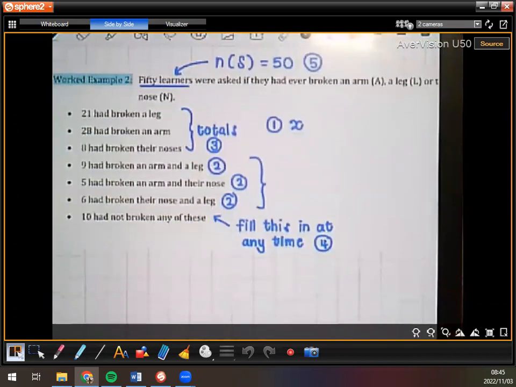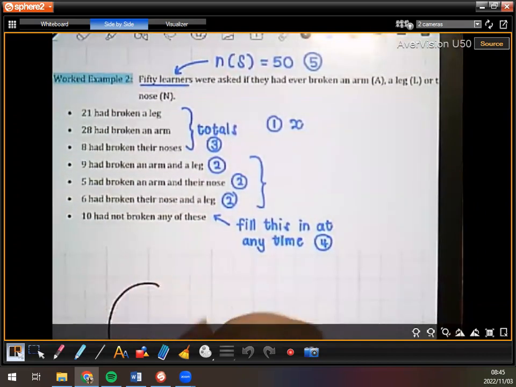You guys have one up here. I haven't drawn my Venn diagram.